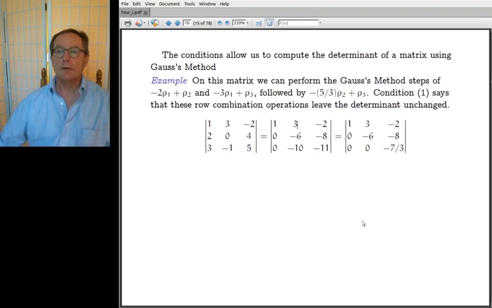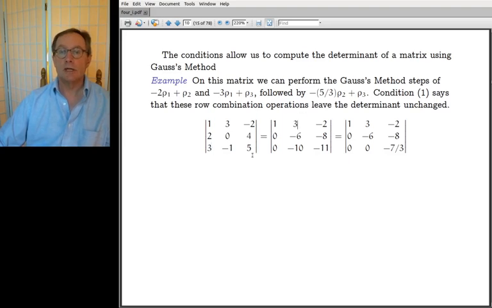So I'm going to take this matrix and perform the familiar Gauss-Jordan steps, Gauss's method steps, and get to echelon form. So this is a 3 by 3 matrix. I know we have a formula for the determinant of a 3 by 3 matrix, but I'm going to do Gauss's method on it. So minus 2 row 1 plus row 2, minus 3 row 1 plus row 3. I perform those 2 steps, and I got to echelon form. Now, those 2 steps do not change the determinant.